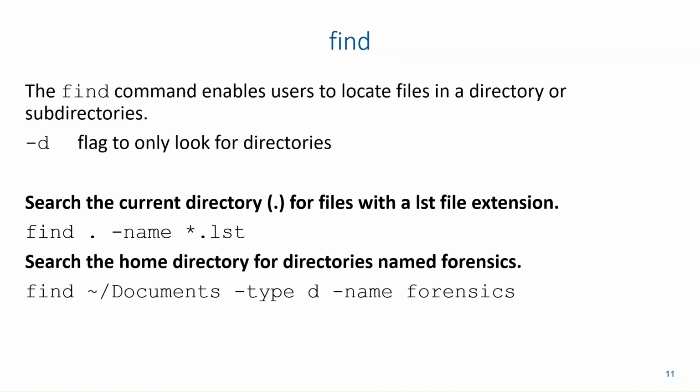If I wanted to search the home directory for directories named forensics, I could say find, and then the home directory is represented by the tilde, so find tilde/documents. We're looking for a type of d, which means look for directories, with the name of forensics.